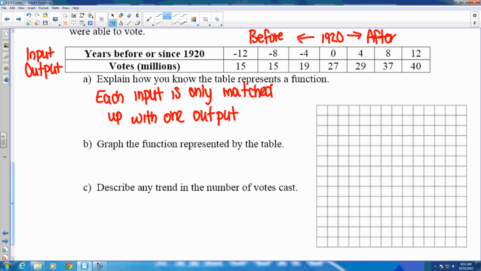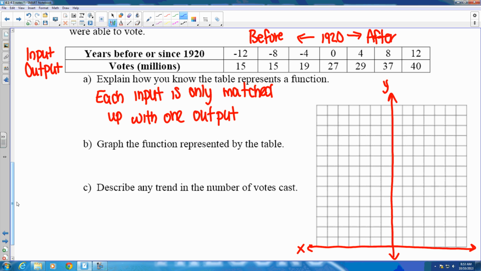Okay, then we need to graph the function. So this did not give us our axes, so we have to make our axes. In the middle would be good because we need to get from -12 to 12, so we need to have positive and negative x values. And we only have positive y values, so we don't need to have anything below our x-axis. So right on the bottom should be fine. This is x, this is y.